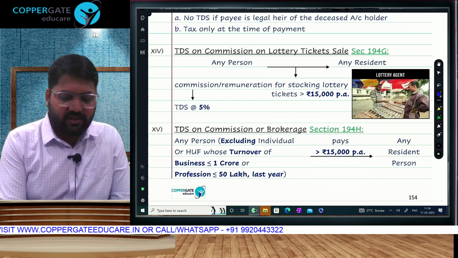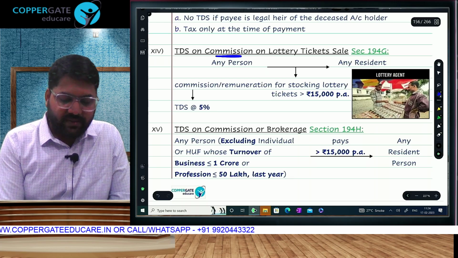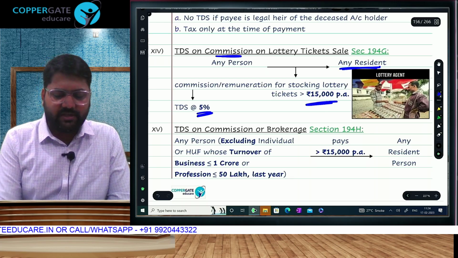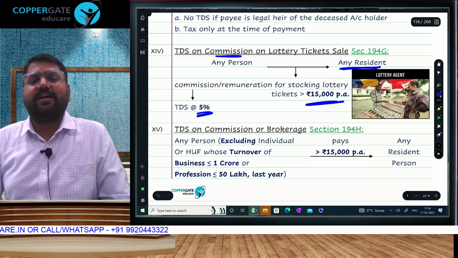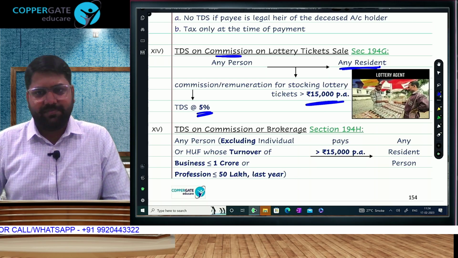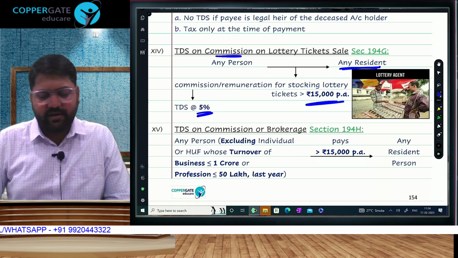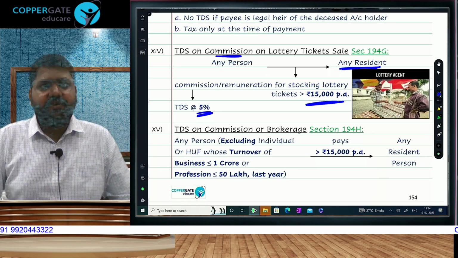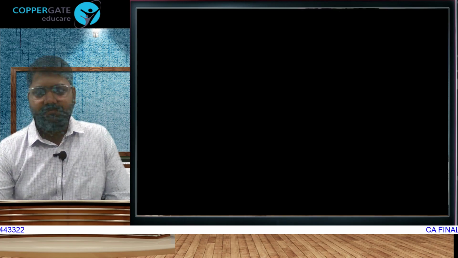TDS on sale of lottery tickets, so that means lottery company will be paying the commission to the agent commission on sale of lottery tickets. It is 5% TDS, so obviously it has to be resident. Non-resident हुआ तो 195. Threshold you can learn, और 194H का rate and monetary limit are also applicable here. So you can learn the rate and monetary limit from the next section. For lottery commission and other commission, the rate of TDS and monetary threshold is same.